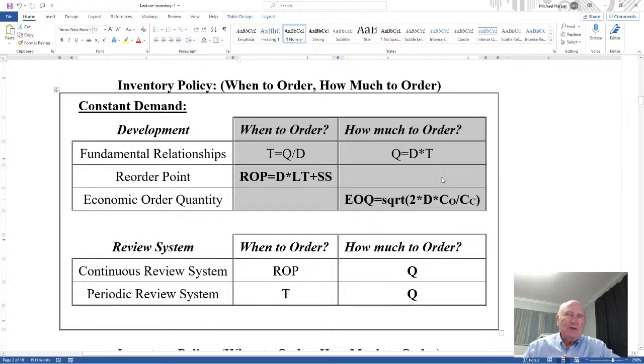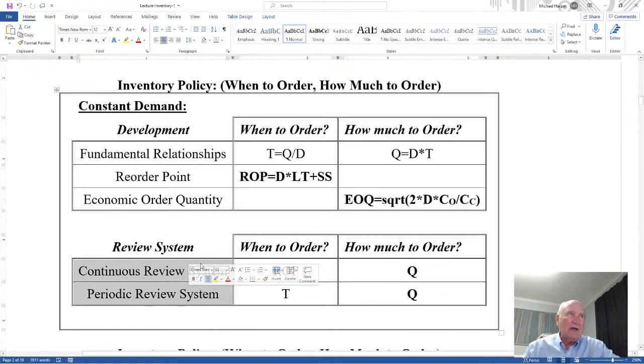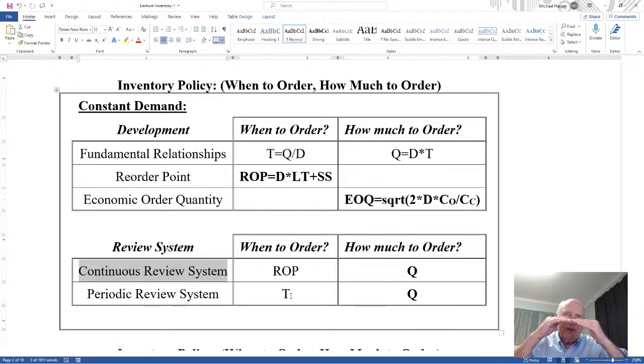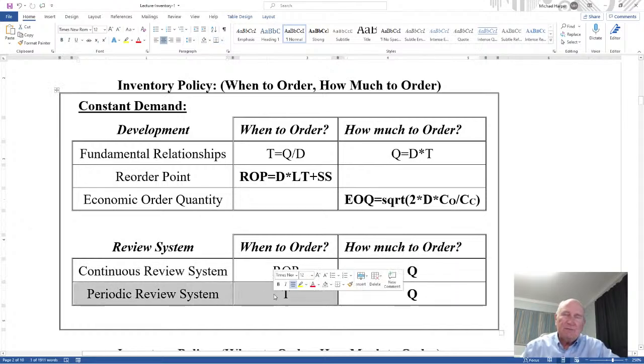Okay, but there's 2 ways to represent this. So how do you communicate this? There's 2 ways: a continuous review system and then a periodic review system. First of all, continuous review system simply says, well, I'm continuously going to review my inventory, and then when that inventory reaches my ROP, I'm going to reorder. That's when I order. How much do I order? I order Q. The periodic review system is that I'm not looking at my inventory continuously.